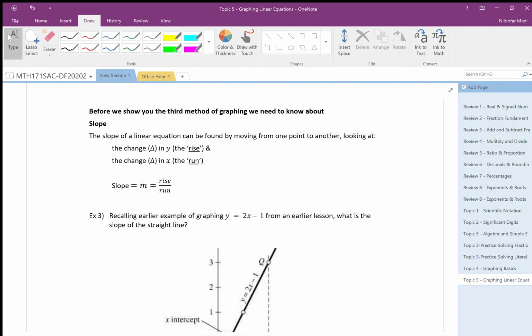Okay, so before we show you the third method of graphing, we need to know about the slope. So I need to talk about the slope, and then I go to the next one. For this video, I just stop here, and then I am going to continue in the next video, which is going to be for week 6.